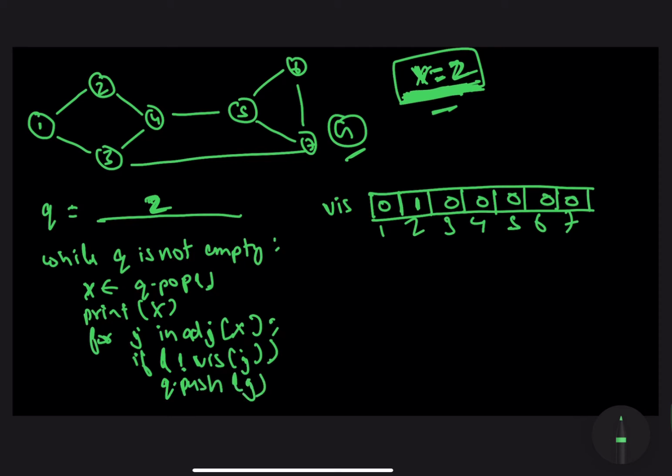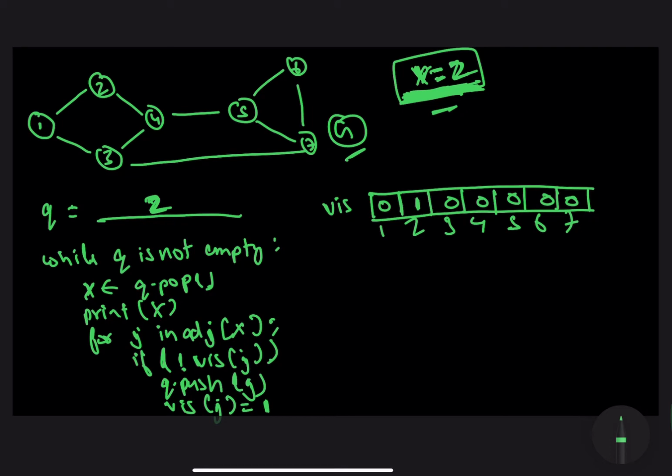And there is one more thing that we need to do: we need to mark this node j as pushed, because we are pushing it now and we would not want to push it again. So we'll mark vis of j equals to 1. So this is the algorithm behind breadth first search.